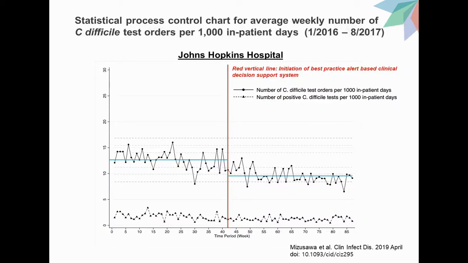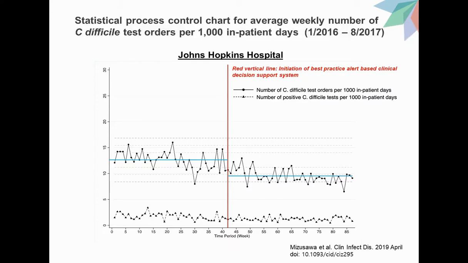This is a statistical process control chart that was generated to compare the average weekly number of the C. difficile tests before and after the introduction of CCDS. The red vertical line represents initiation of the intervention. A solid line with a dot represents the number of C. difficile test orders per 1,000 inpatient days, and a dotted line with a triangle represents the number of positive C. diff tests per 1,000 inpatient days.